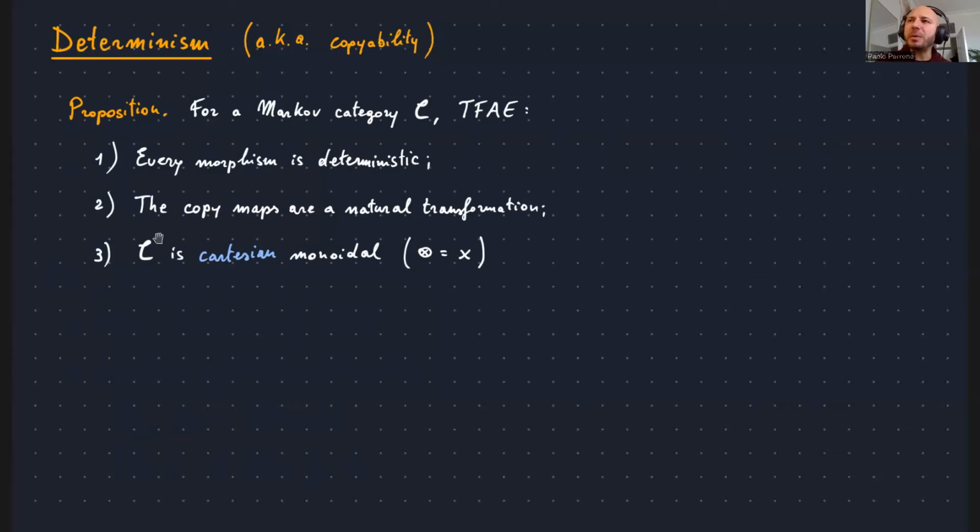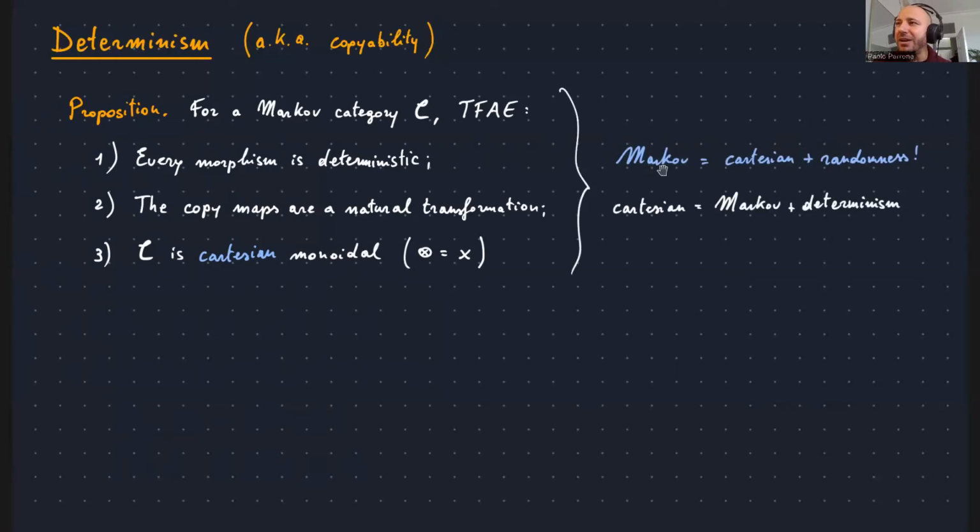How do you interpret this proposition? A slogan that I like, which is not rigorous but gives a good idea, is that Markov categories are exactly the Cartesian monoidal categories when you turn on some randomness, okay? This is not rigorous, of course. The rigorous version, which is this proposition, is that Cartesian monoidal categories are exactly those Markov categories where you enforce determinism. That's a way of seeing what Markov categories are.